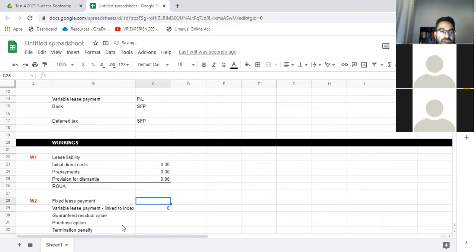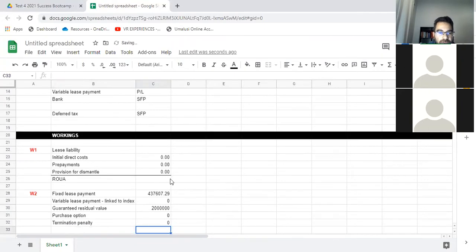Over here, the fixed lease payment was a monthly amount of 437,607.29. Okay. The guaranteed residual value was 30 million minus 28 million, 2 million. Okay. Purchase option 0 and 0. Those are the amounts, okay?